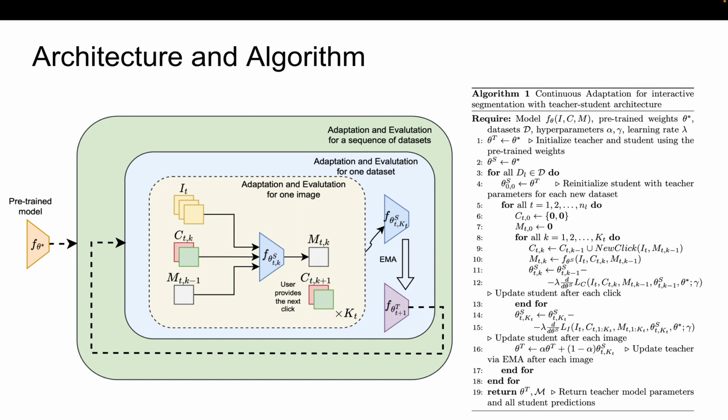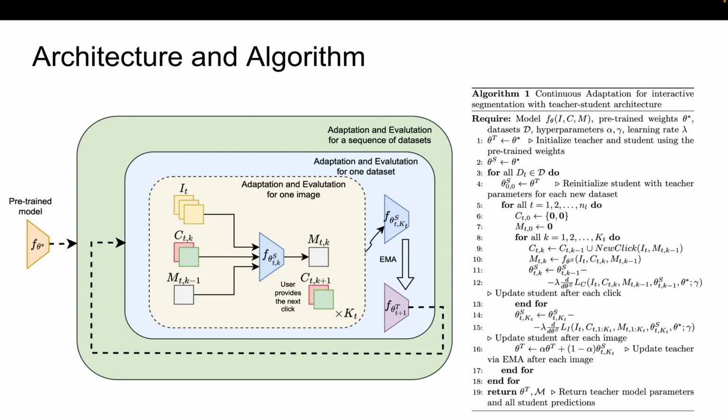To achieve the initial objective for the teacher model and accumulate new knowledge without forgetting the past one, the teacher model is updated by the exponential moving average using student model parameters. This way, the adaptation is done iteratively for both student and teacher models, updating student model parameters after each user click and updating teacher model parameters once for each image. To adapt on the next dataset, the teacher model stays as is, and the student is reinitialized with current teacher model parameters, and the above-described adaptation process is used again.